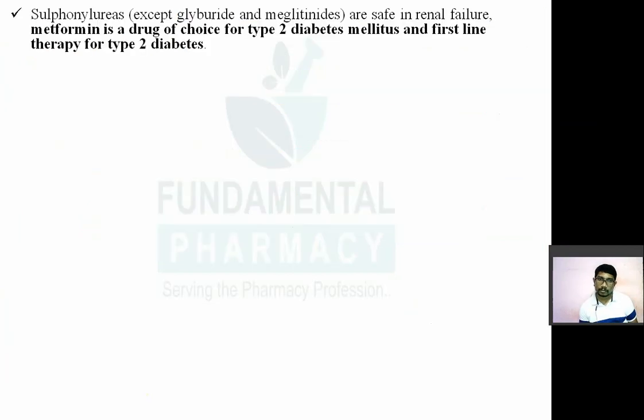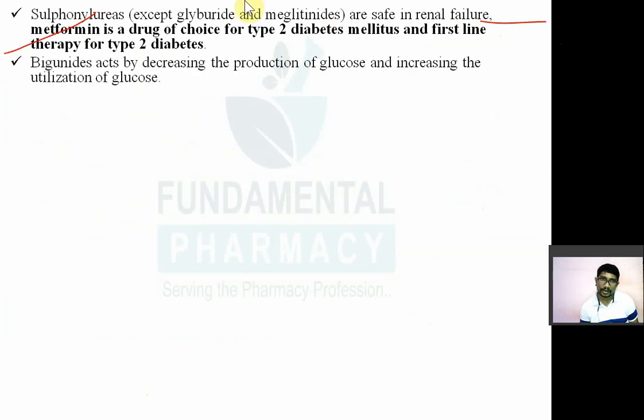Remember, sulfonylureas are safe in renal failure. Renal failure mein sulfonylureas safe hai, except glyburide and glimepiride. Then remember, metformin is the drug of choice in type 2 diabetes mellitus. It is the first line drug therapy for type 2 diabetes. Now, biguanides act by decreasing the production of glucose and increasing the peripheral utilization of glucose. Iske upar bahut baar question aaya hai.